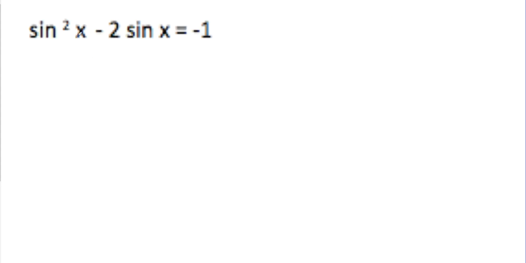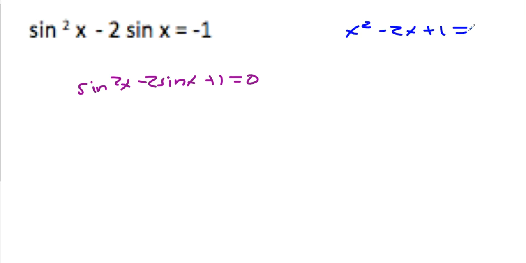So here we have sine squared x minus 2 sine x is equal to negative 1. We're going to add the 1 to both sides because when we solve by factoring, we want to set our equations equal to 0. So we're going to do sine squared of x minus 2 sine of x plus 1 is equal to 0. Now this is just like if I had x squared minus 2x plus 1 is equal to 0. This is a perfect square trinomial. What times what is equal to 1 when added together gives you negative 2? And when you factor that, that's just simply x minus 1 times x minus 1 is equal to 0.